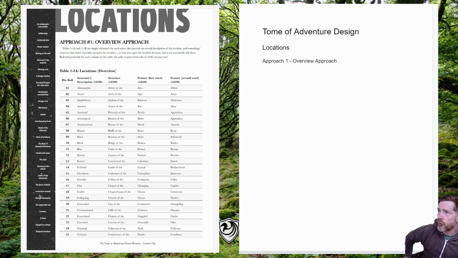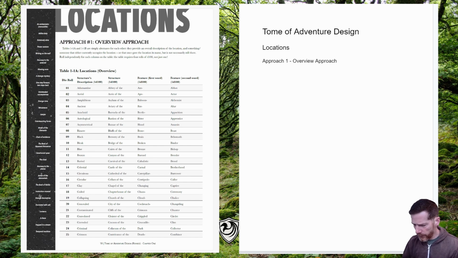So the first table that we end up with here is talking about locations, and this is an overview approach. There are actually 2 tables here that have 4 columns that you roll percentile dice on, and then you take each of the 4 rolls. The first column is the first descriptor. The second column is the structure, a feature, and a second feature word. So lots of opportunities to mix and match a whole bunch of things here. I'm going to roll up 4 different locations, 2 from the first table, 2 from the second table, just to mix it up a little bit and use all of the tables that are here.